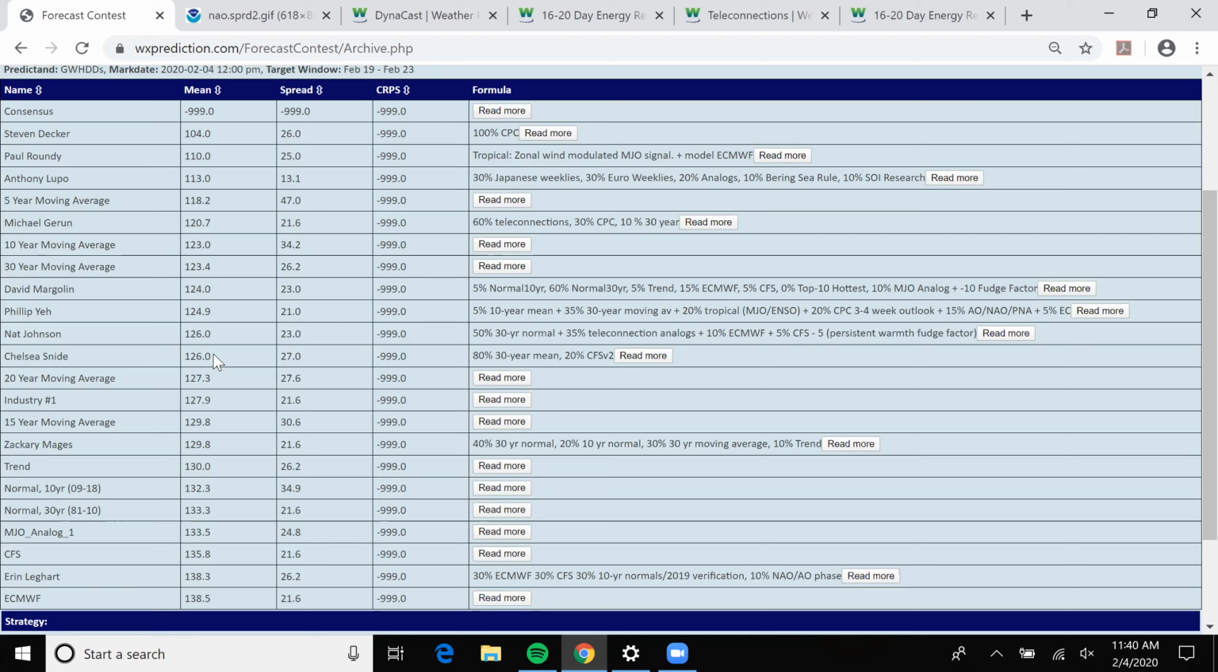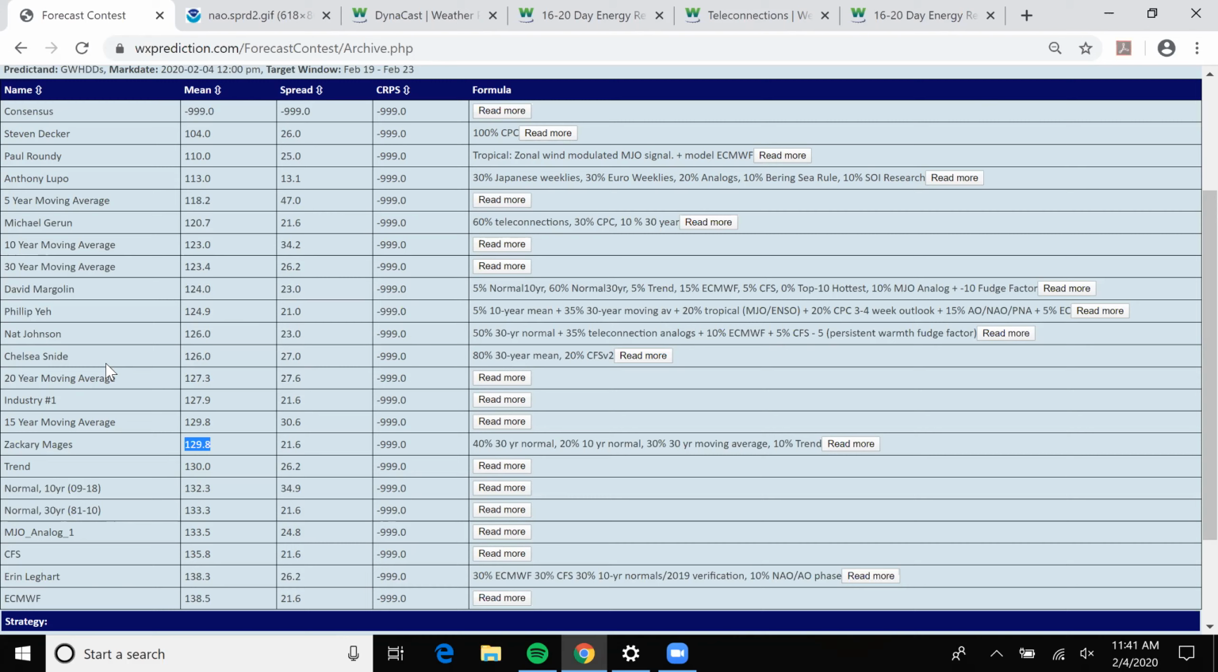So here I am. I've forecasted a value of 129.8 with the normal spread of 21.6. I kept my same strategy in terms of just trying to weight the different metrics that come out on this page, finding something that works. As we can go back and look at the standings, nothing's really working for me yet, so I haven't found that good metric that works.